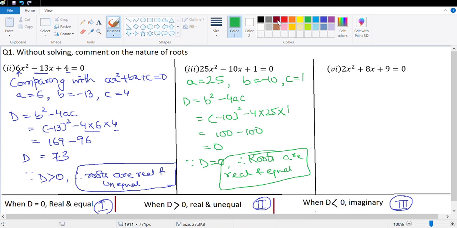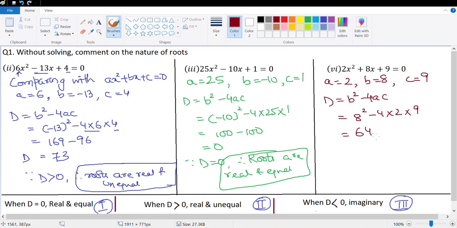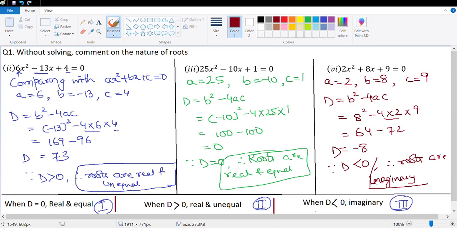Let's look at question number 1, part 6. It says 2x squared plus 8x plus 9. Again, comparing, we get a is equal to 2, b is equal to 8, and c is equal to 9. So the discriminant, which is equal to b square minus 4ac, would be equal to 8 square minus 4 into 2 into 9. That's 64 minus 72, which is equal to negative 8. Now since d is less than 0, therefore roots are imaginary. They are not real. I hope this part is very simple and clear.